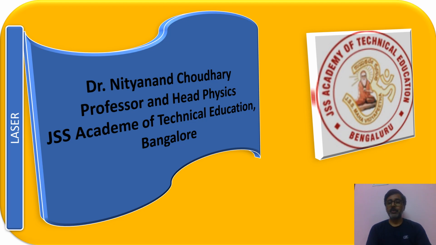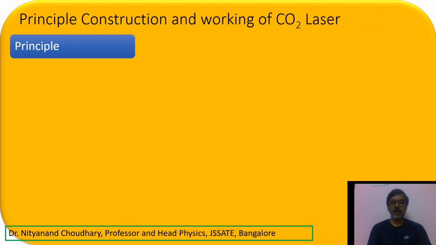And today I'm going to take up both types of the laser as per your syllabus. The first one is your carbon dioxide laser and the second one is your semiconductor laser. So let us see in detail both the lasers, their principle, construction and working. So let's start. First we have the principle, construction and working of the carbon dioxide laser.